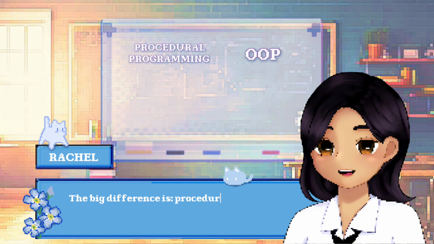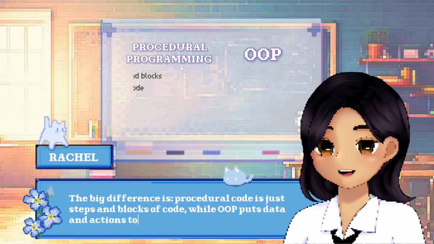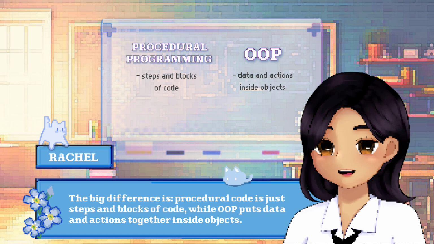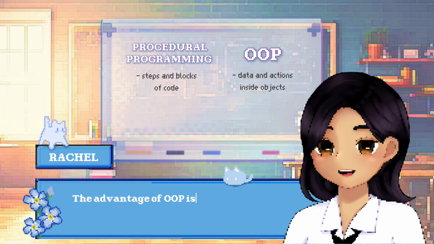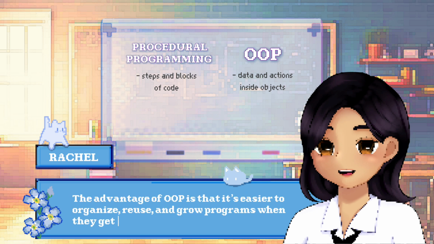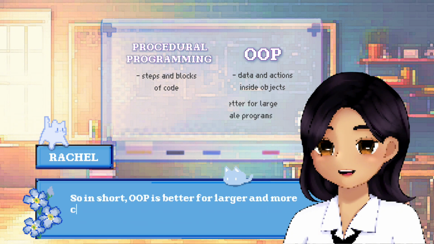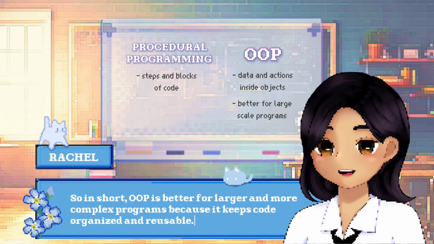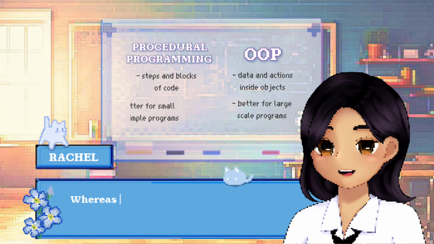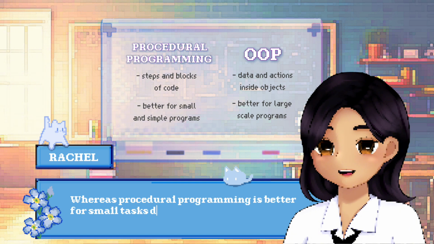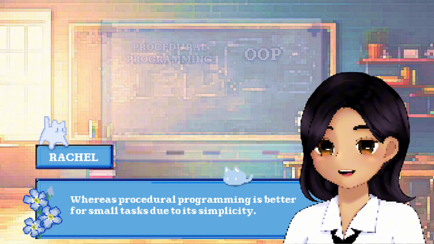The big difference is procedural code is just steps and blocks of code, while OOP puts data and actions together inside objects. The advantage of OOP is that it's easier to organize, reuse, and grow programs when they get bigger and more complex. So, in short, OOP is better for larger and more complex programs because it keeps code organized and reusable, whereas procedural programming is better for small tasks due to its simplicity.